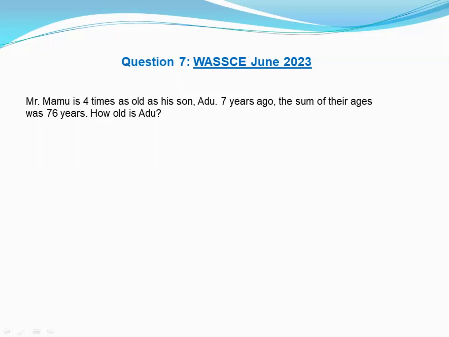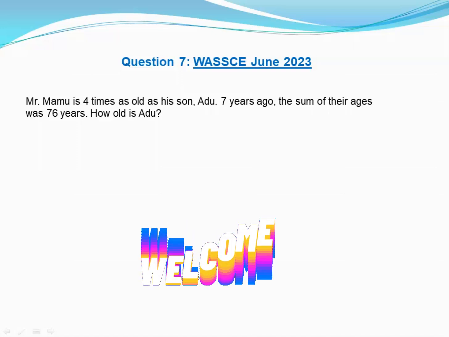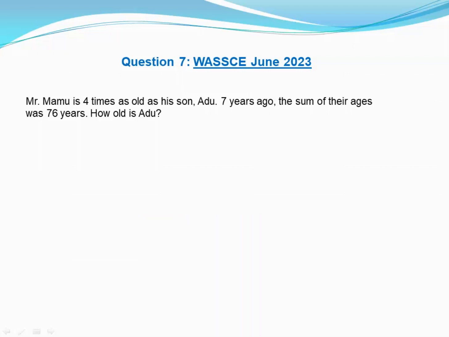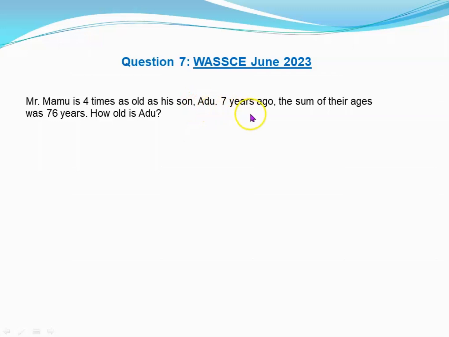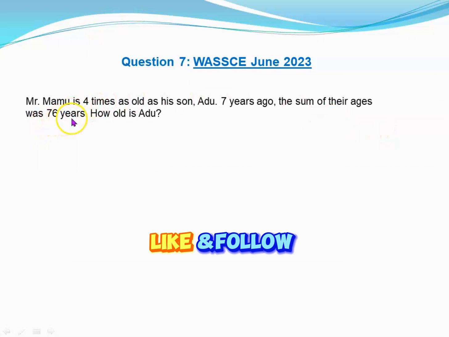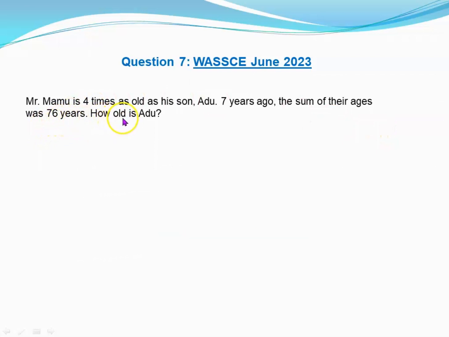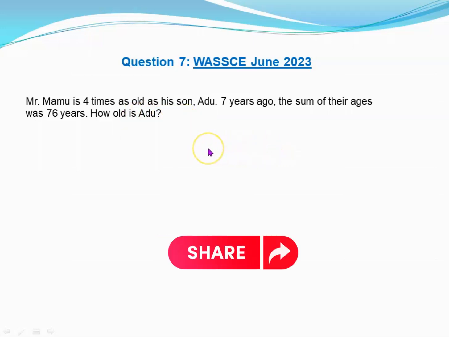Yeah, you're welcome here. This question is from the West Africa Senior School Certificate Examination, June 2023, the same as WAEC 2023. The question says Mr. Mahmoud is 4 times as old as his son Hadu. 7 years ago, the sum of their ages was 76 years. How old is Hadu? Now, that is the question that we need to find the solution for.